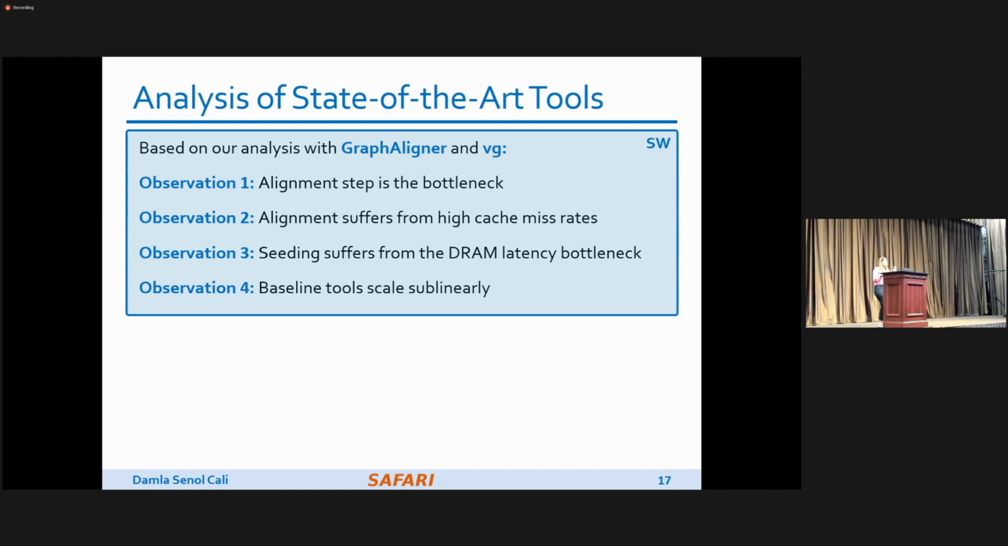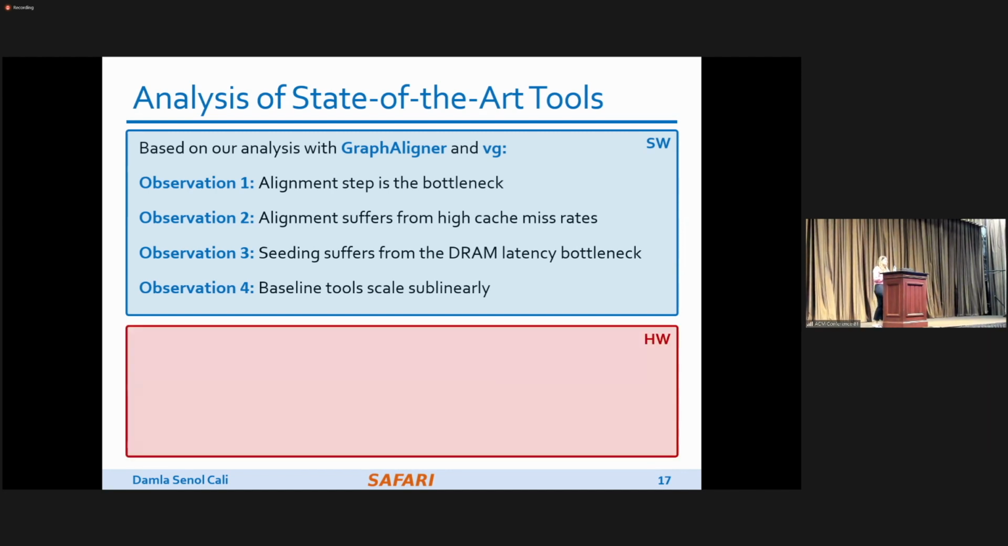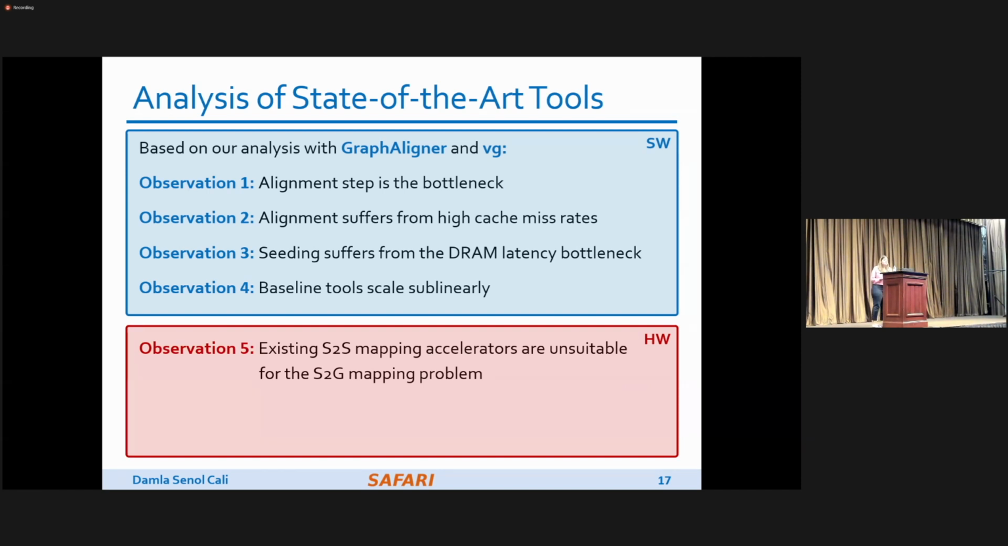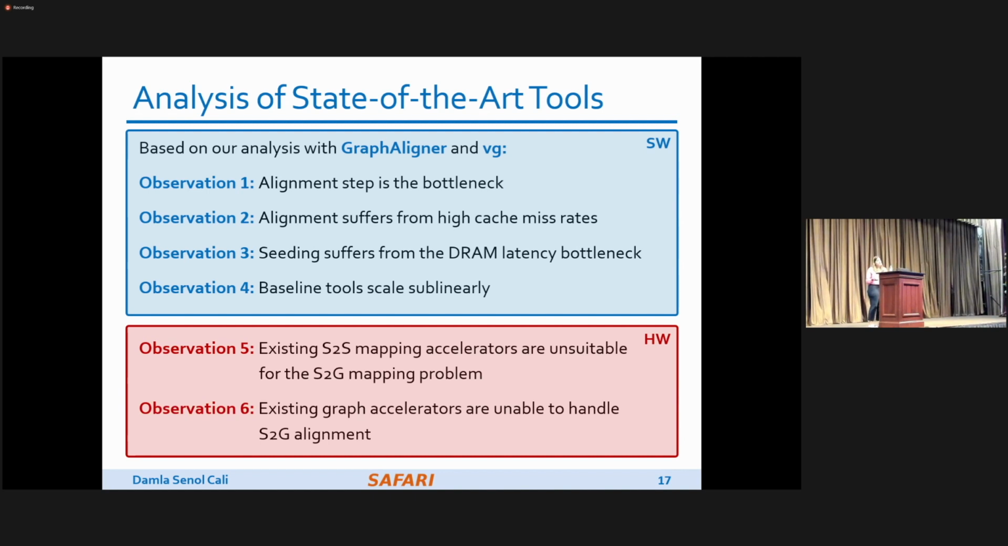Because these problems exist, we also look at hardware accelerators, but as I said, there are no hardware accelerators specialized for sequence to graph mapping. So we looked at existing sequence to sequence mapping accelerators, but they are unsuitable for the sequence to graph mapping problem because they cannot handle the graph-based inputs, the reference genome. So we looked at existing graph accelerators because we have many of them, but they are promising for solving the seeding problem when querying the main memory, but they are unable to handle the actual bottleneck problem, which is alignment, because alignment is not a graph traversal workload. So we need to have a specialized, balanced, and scalable design for compute units, on-chip memory, and also main memory accesses for both the seeding and alignment steps of sequence to graph mapping.